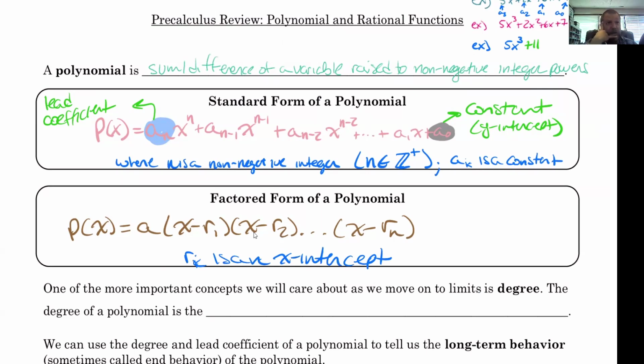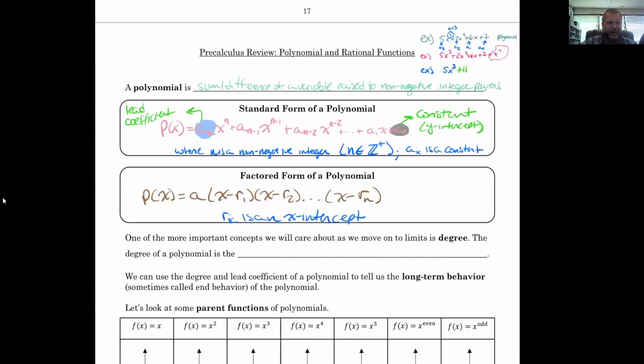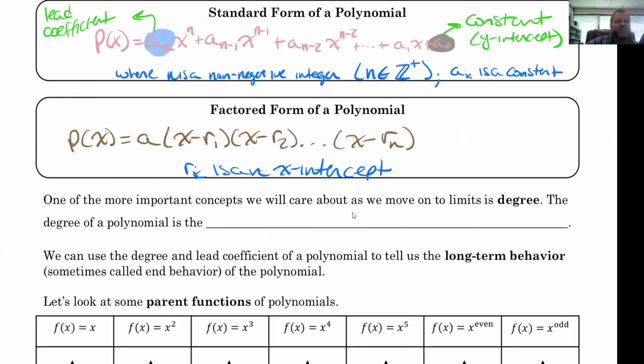Again, this should generally be some sort of review for you. Maybe the notation that I use is a little different, but hey, we're in big boy and girl math at this point. So a couple of other things that are important.